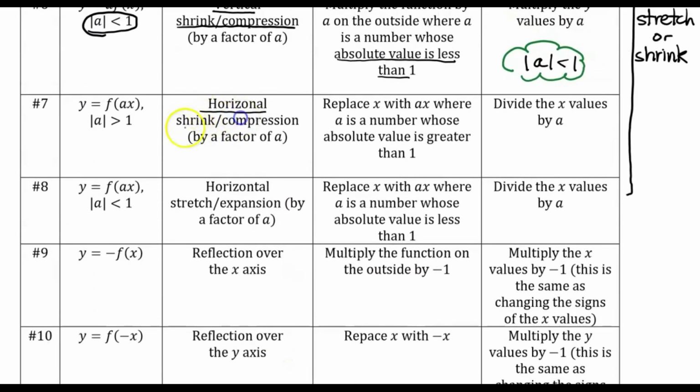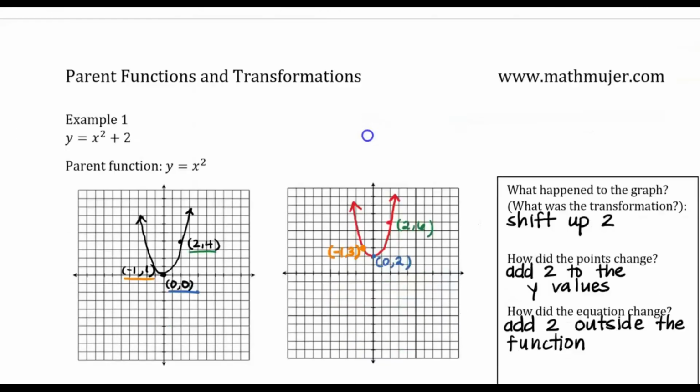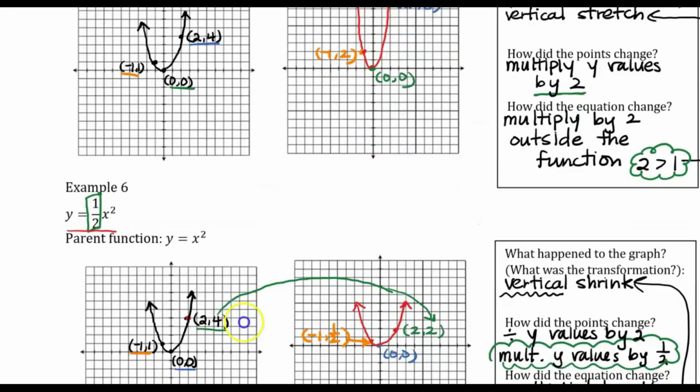For a horizontal shrink or compression, you are replacing the x, it's happening on the inside of the parentheses, with ax, where a is a number whose absolute value is greater than 1, and you get your new points by dividing your x values by a, the same way that we divided our x values by 2 in example 7 to get those new points.